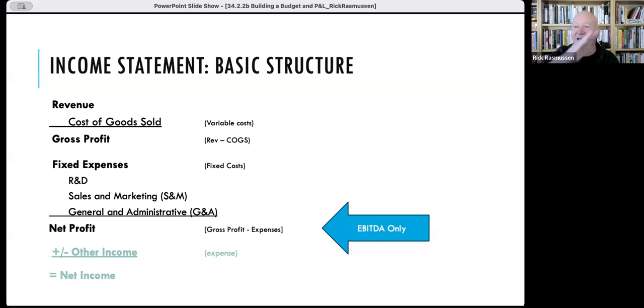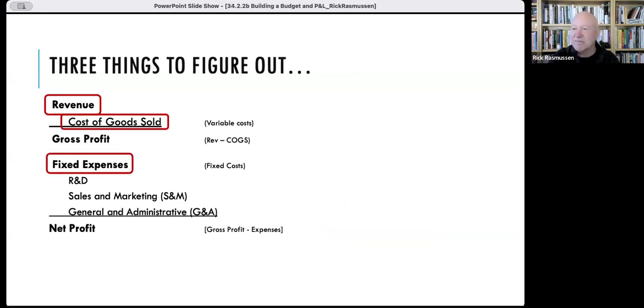It's the curve of death, the valley of death. You saw that. And so to build that, you only really need three things. You need to know what your income is. You need to know what it costs you, your variable costs, to deliver that. And you need to know your fixed expenses. And that's it. So it's not that hard.